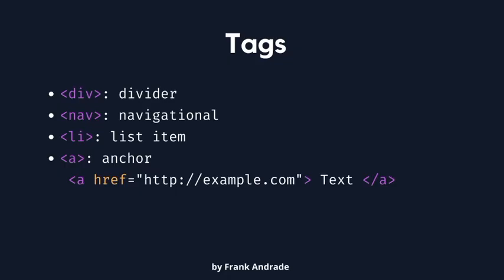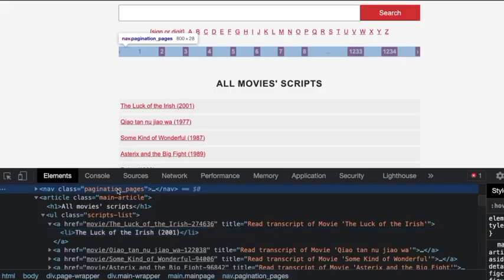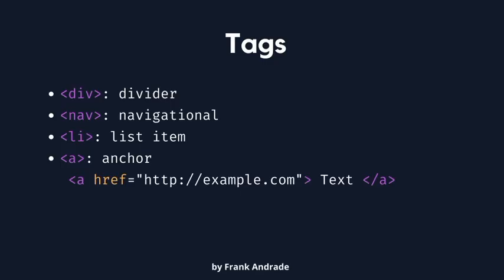First, there is a div tag, which is a divider or a kind of generic container. Then there is the nav tag, which is used for specifying a navigational region within a document, like the pagination bar. Then we have the li tag, which represents a list item within an ordered list or an unordered list. And then we have the A tag, A for anchor, also known as hyperlink or simply a link. To make an actual link using the A tag, we use the href attribute.